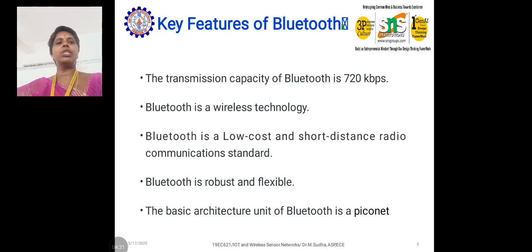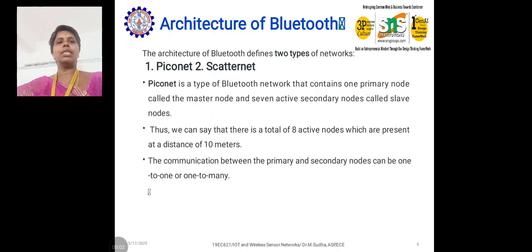What are the key features of Bluetooth? The transmission capacity of Bluetooth is 720 kbps, that is kilobits per second. Bluetooth is a wireless technology. It is a low cost and short distance radio communication. It is low cost, so we can afford it easily, and short distance, that is a 10-meter range. Bluetooth is robust and flexible. It is easily accessible inside the office area, within the particular range. The basic architecture unit of Bluetooth is a piconet.